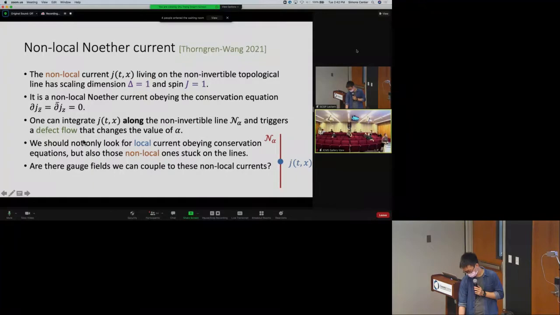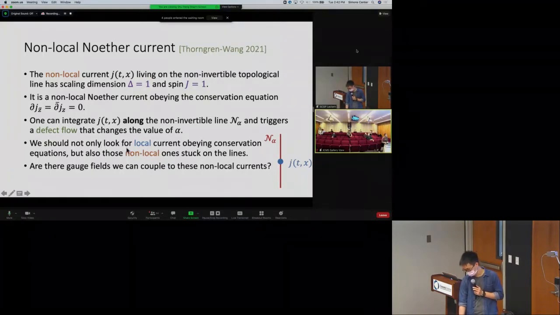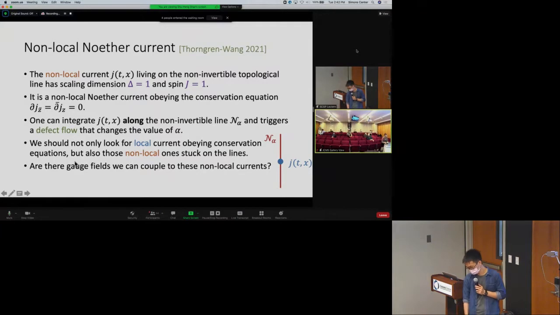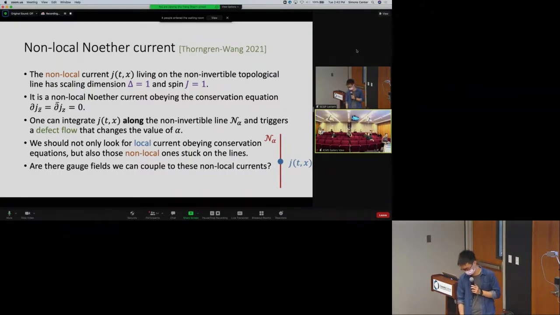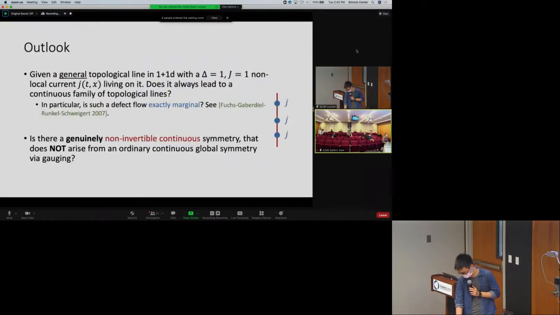So the upshot is that when we are handed a quantum field theory, we should not only look for local currents obeying the conservation equation, but also those non-local ones that are stuck on the lines. And maybe they will teach us something about some hidden family of non-invertible lines. So one question that we can discuss is that for ordinary local currents, we can couple them to background gauge fields. For the non-local one, I'm not sure how to do that. So that brings me to the end of my talk.